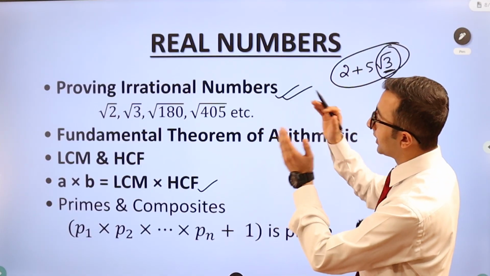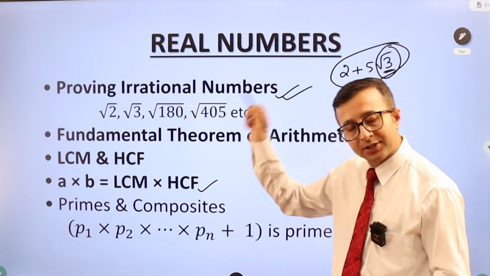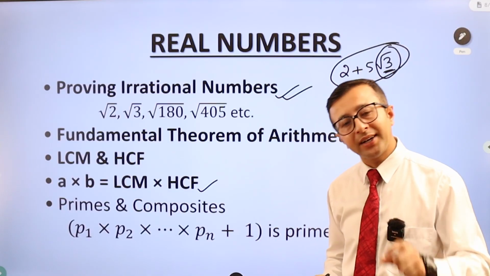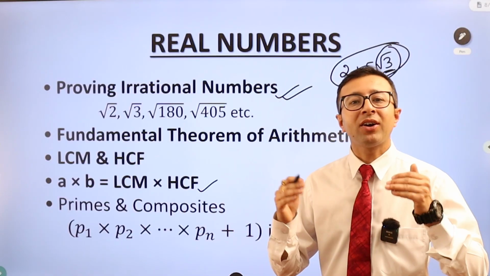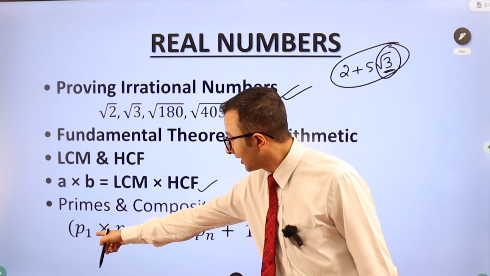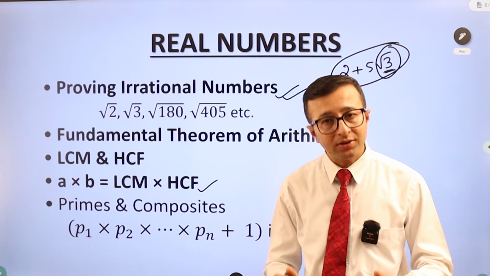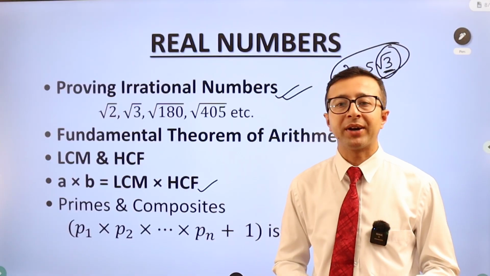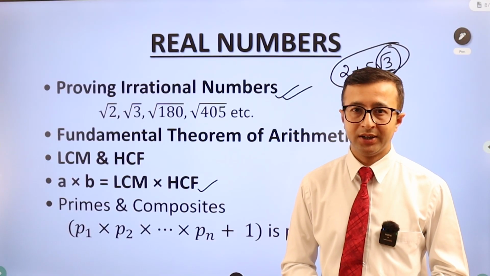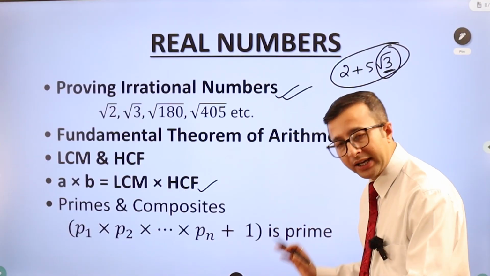These are very important. These are the parts, a kind of checklist. If you follow this, all the problems will be from these parts only. That I can assure. Next is how to check primes and composites. For that I have written here p1 into p2 into ... pn plus 1 is prime. There are certain formats. If you follow those formats, you can understand whether the given number is prime or composite. Clear or not? That is what we get from this real numbers chapter.